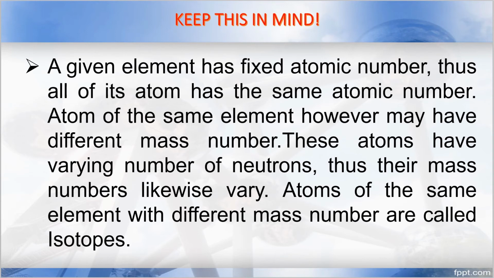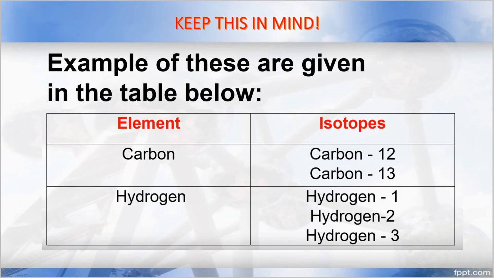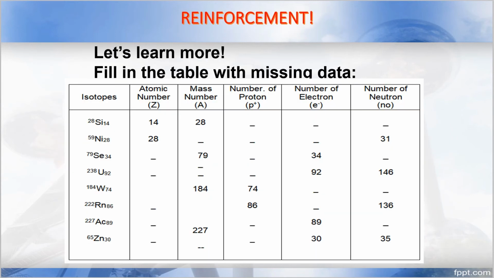Atoms of the same element with different mass numbers are called isotopes. Again, if the atoms are of the same element but have different mass numbers, then they are called isotopes. Examples of these are given in the table below. For example, carbon has the isotopes carbon 12 and 13. For hydrogen, we also have the isotopes 1, 2, and 3. To strengthen your knowledge about this lesson, let's learn more. Fill in the table with missing data.